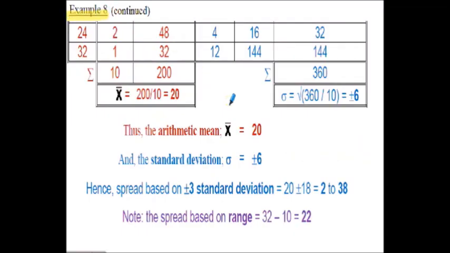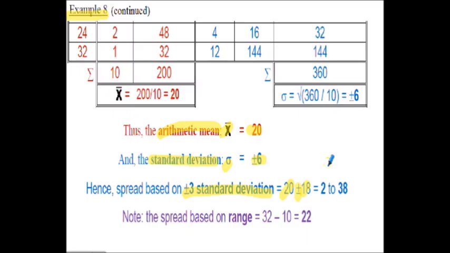Example 8 continued here. Summarising the previous slide, our arithmetic mean, our x bar, is 20. Our standard deviation, our sigma, is 6. Now in engineering problems, we're often interested in plus or minus 3 standard deviations. We'll look at this in more detail on the following slides, but for the moment just accept that. So we want to find the spread of the data as far as plus or minus 3 standard deviations are concerned, so that's from the mean. The mean in this case, the x bar, is 20, and we're going to plus or minus from that 3 times 6, 3 times the standard deviation, so that's 18.